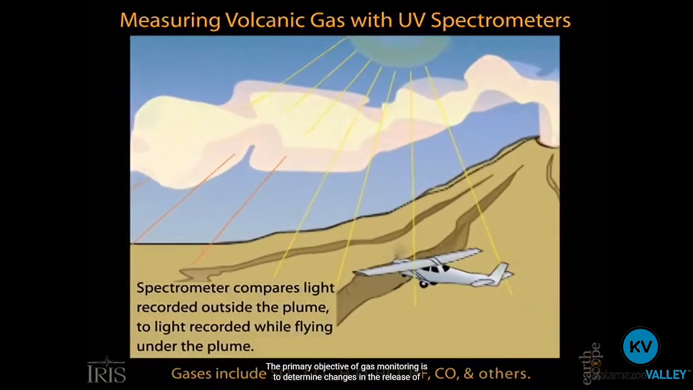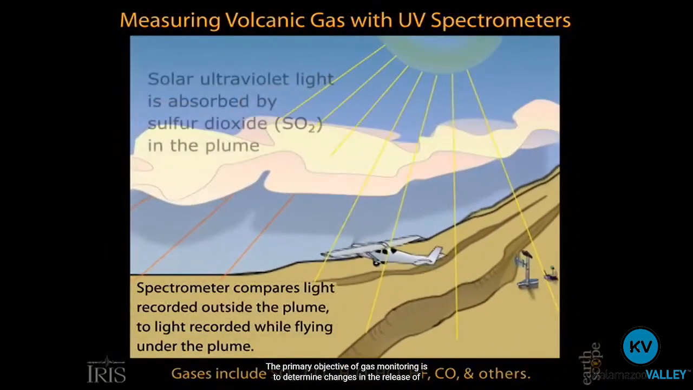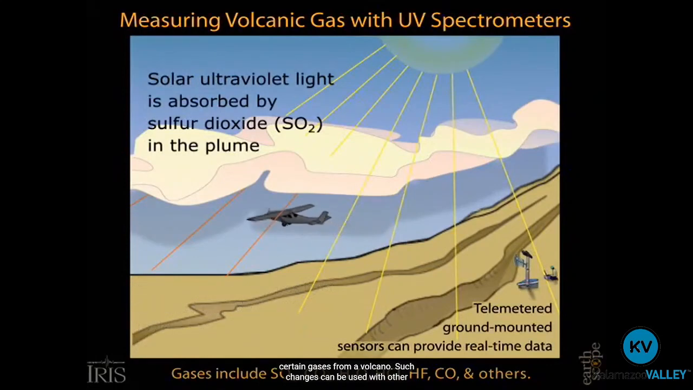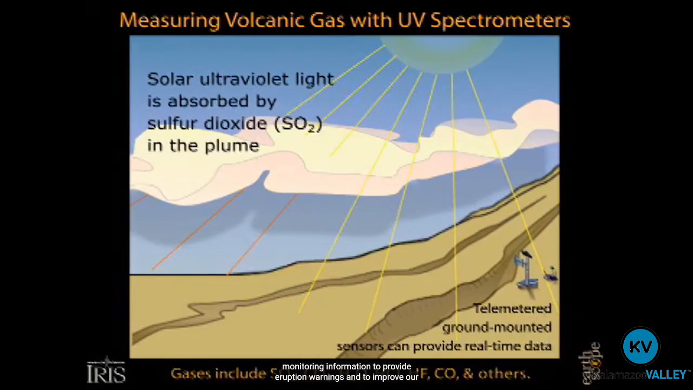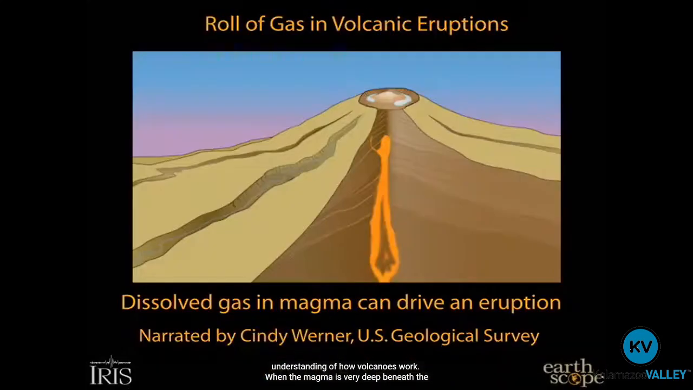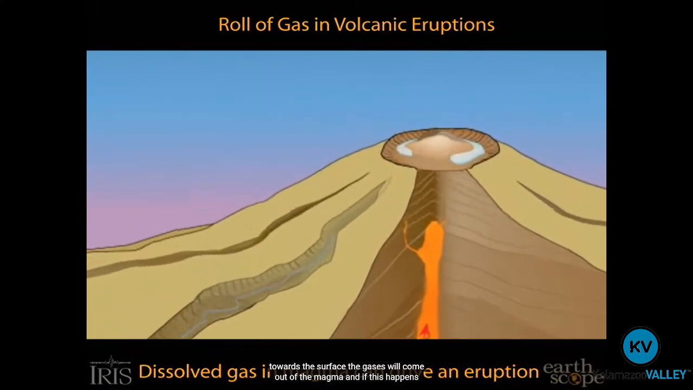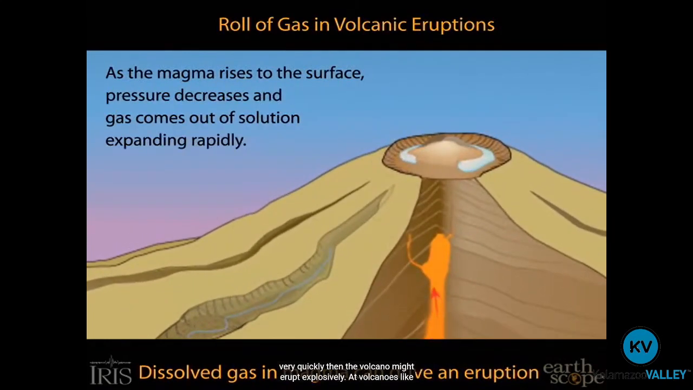Primary objective in gas monitoring is to determine changes in the release of certain gases from a volcano. Such changes can be used with other monitoring information to provide eruption warnings and to improve our understanding of how volcanoes work. When the magma is very deep beneath a volcano, it has a lot of gas dissolved in it. But when that magma starts to rise towards the surface, the gases will come out of the magma. And if this happens very quickly, then the volcano might erupt explosively.